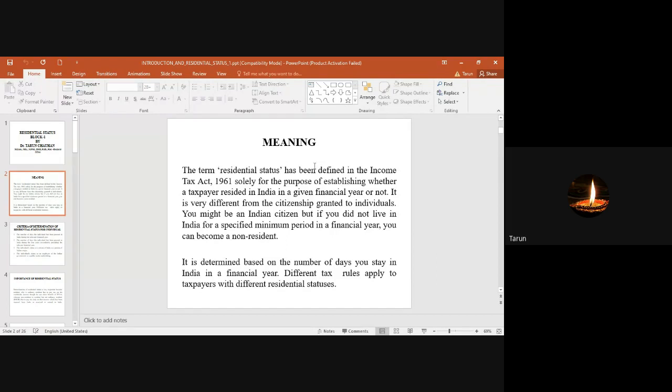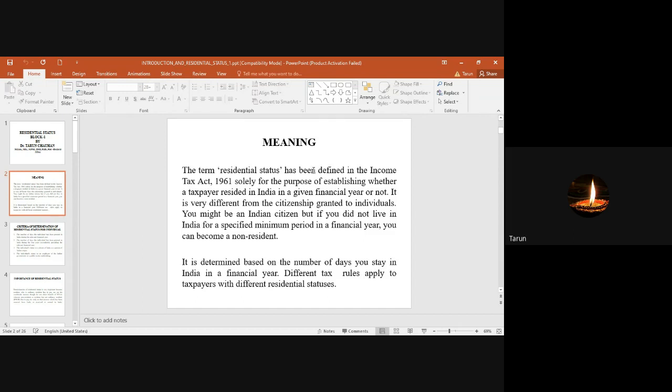It's to establish whether a particular assessee or taxpayer resided in India in a given financial year or not. It is a very different concept from citizenship. You might be an Indian citizen, but if you don't live in India, that doesn't mean you have resident status in India. Even if you don't reside in India, you can become a non-resident of India.